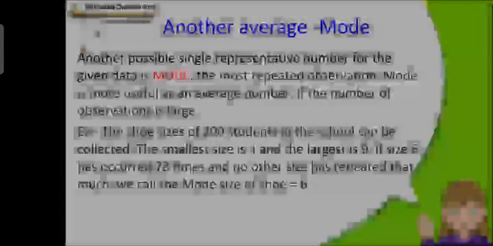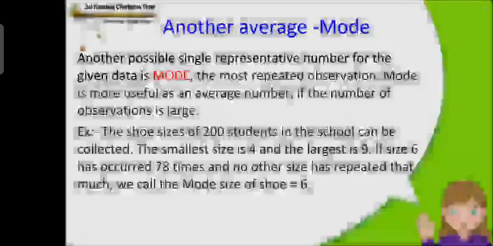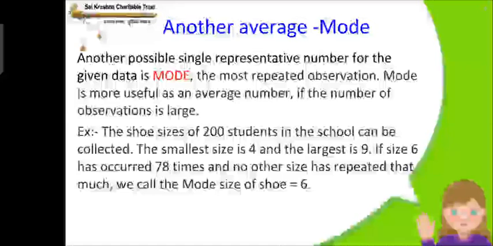Let's look at the mode. So mean is nothing but the average value. Mode means what? Another possible single representative number for the given data is mode, which means the most repeated observation. Mode means the most repeated observation. Remember that, children? So let's take an example here.